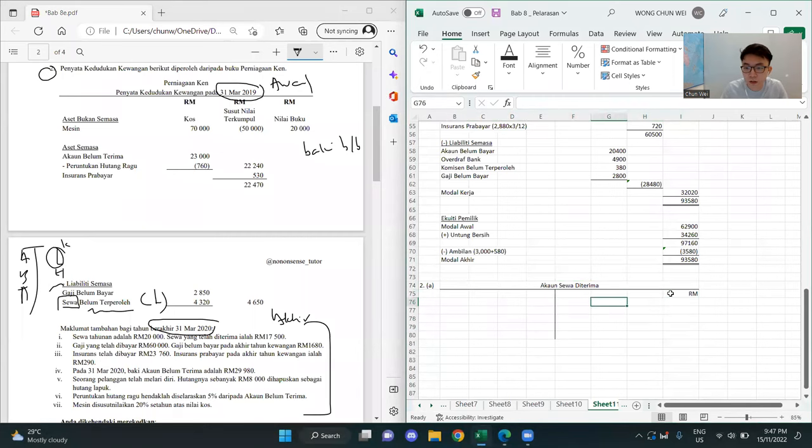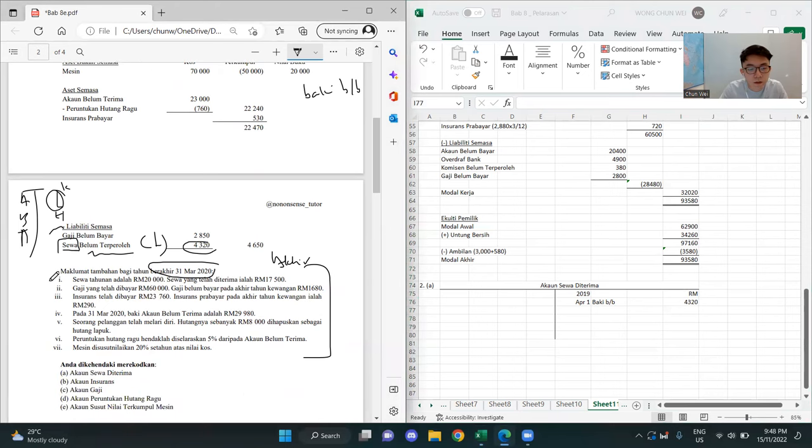Okay, so quickly here. This is on 2019, March 31st. Or maybe you can start off with April 1. Because after March 31st, you start from April 1 already. So this is your Baki BB. Baki BB is 4320. This one, 4320. And then they tell us that note number one, maklumat tambahan, sewa tahunan adalah 20,000.